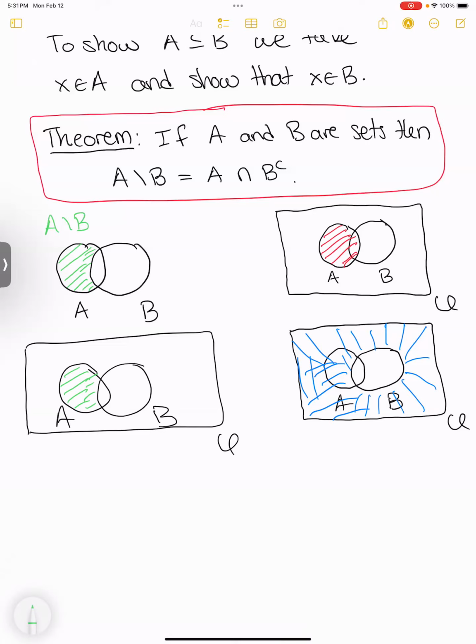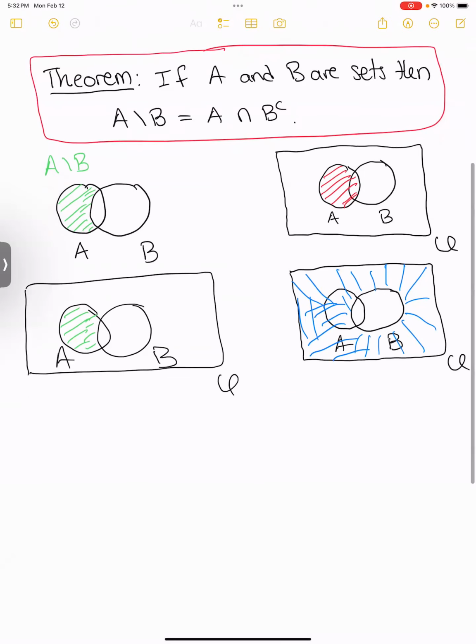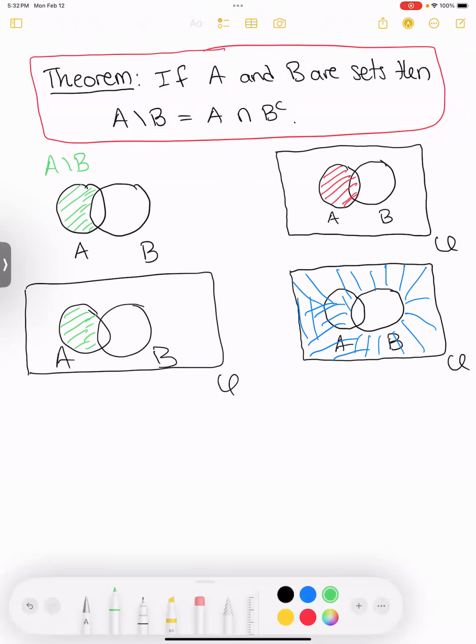So that's just a picture to try to get some idea of why these two things should be the same, right? A set minus B should be the same as A intersect B complement. But now we want to give a proof, because these pictures are nice for intuition, but it's possible that we've lied to ourselves a little bit in drawing these pictures. And so in order to know for sure, no matter what the set A is, no matter what the set B is, this will be true for any two sets A and B, we have to give a logical proof. So that's what we're going to do now.